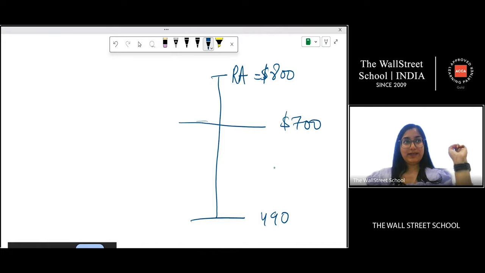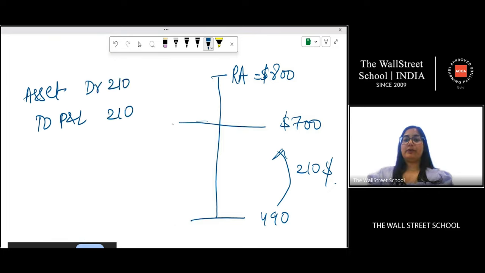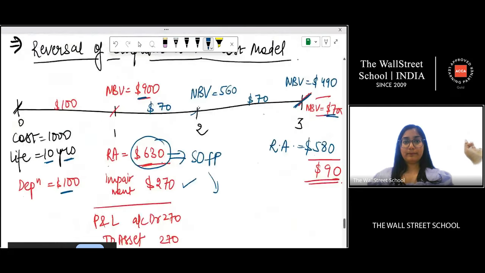Up to the limit we can, but beyond that we will not. So in that case, what will be the journal entry that will be passed? What is the difference between the two? 210. Till here we can reverse it. So what will be the entry passed? Asset to PNL for 210. Remaining we cannot cross this boundary. Okay, so whatever amount is beyond that, we cannot do anything about it. Okay, but till here we can cancel it and we have done that. Is it clear up till here, both the cases?